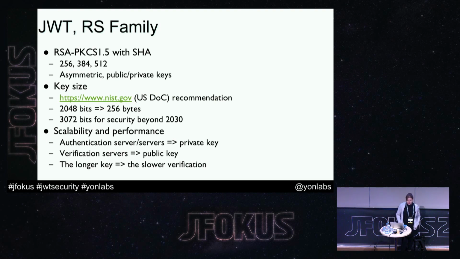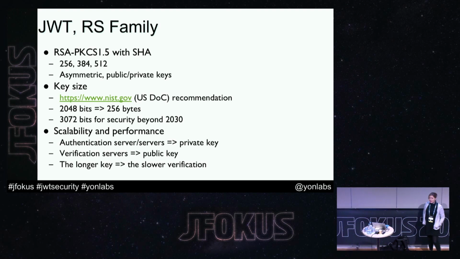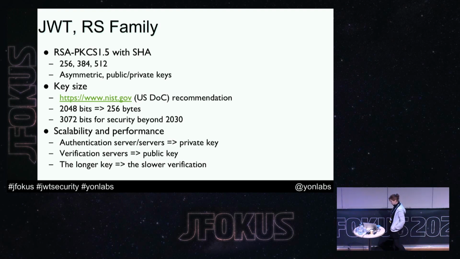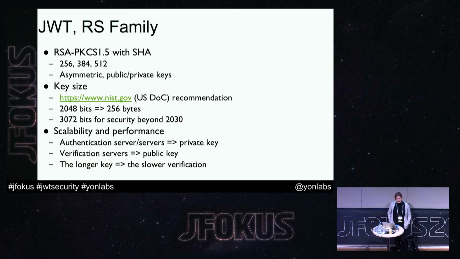In case of the RS family, it's RSA with SHA. The recommended key size is 2K bits, but if you care about security beyond 2030, you should use 3K bit long keys for your JWTs. And actually, that's the approach I would recommend, because RSA also has a good advantage: it's an asymmetric algorithm. So only authentication servers must store private keys. On the other hand, verification servers can only store public keys. So from the security point of view, we have two separate zones, so it might be better for your scalable environment.